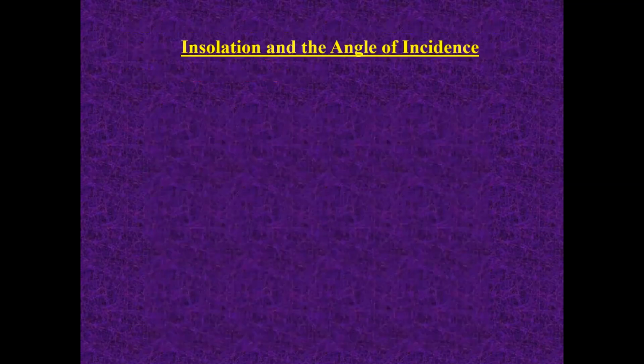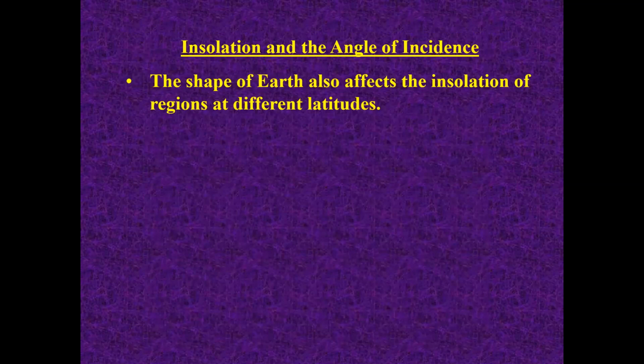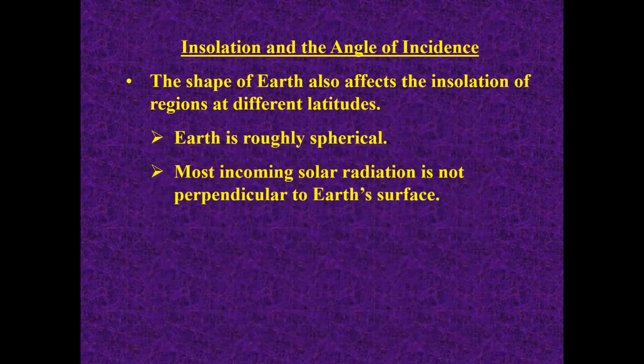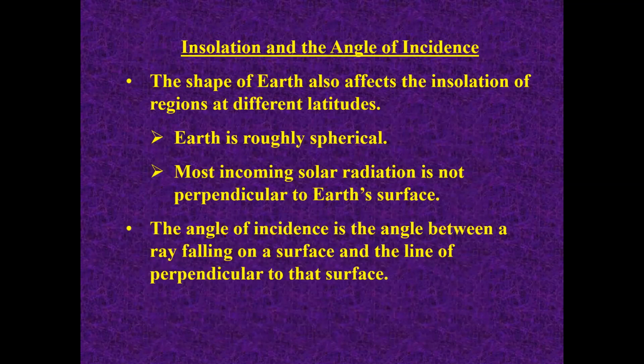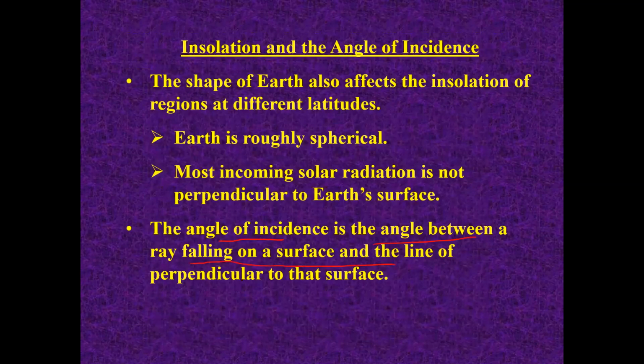Okay, insolation and the angle of incidence. The shape of Earth also affects insolation of regions at different latitudes. So Earth is roughly spherical. Most incoming solar radiation is not perpendicular to the Earth, so it bounces. The angle of incidence is the angle between a falling ray on a surface and the line perpendicular to that surface. Now look, I'll star this because don't get this confused with angle of inclination. That's different altogether. Inclination is the tilt of the Earth's axis.